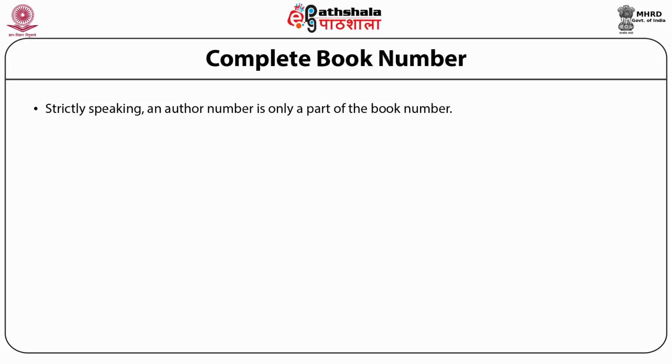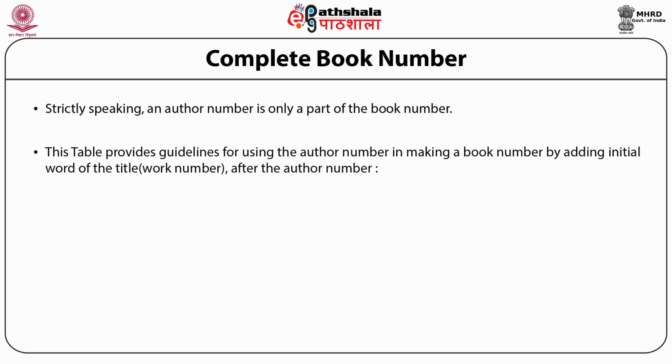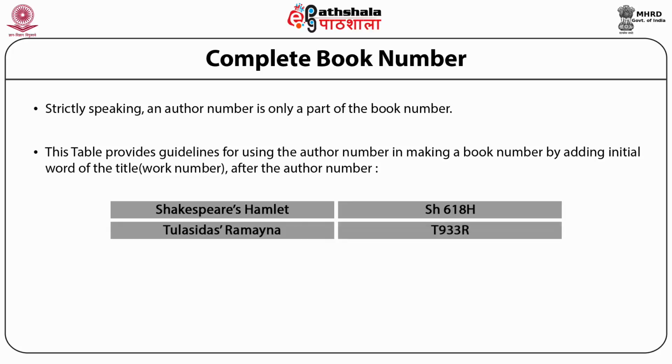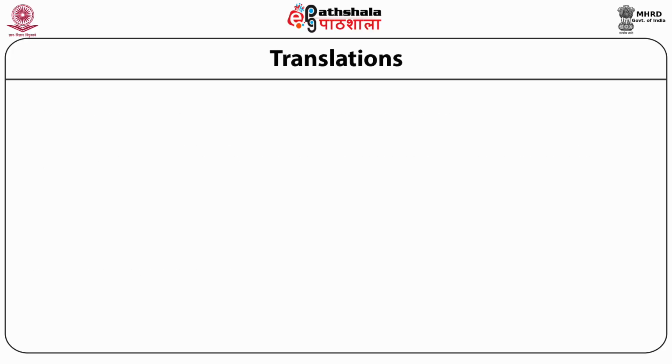Complete book number. Sometimes the author number is not able to make the full book number, and the author number is simply part of the book number. The National Libraries Table provides guidelines for using the author number in making a book number by adding the initial word of the work number after the author. For example, Shakespeare's Hamlet will get the number SH618H. Here H stands for Hamlet. Similarly, Tulsidas Ramayana will get the number T933R. Here R is Ramayana, and H and R are the work numbers.